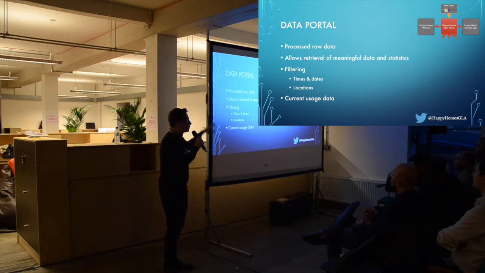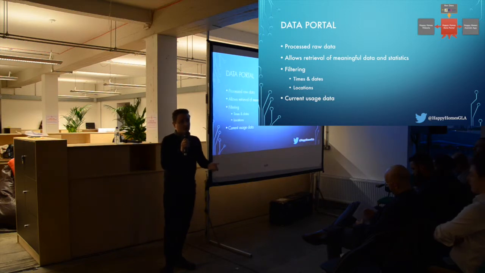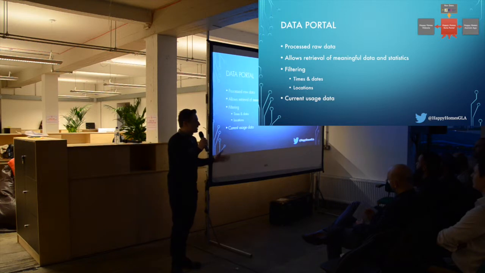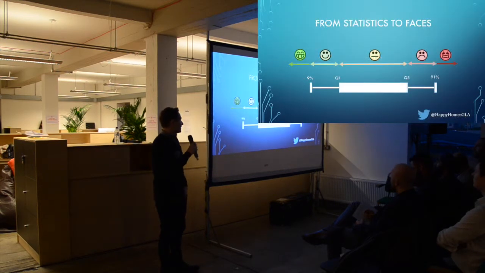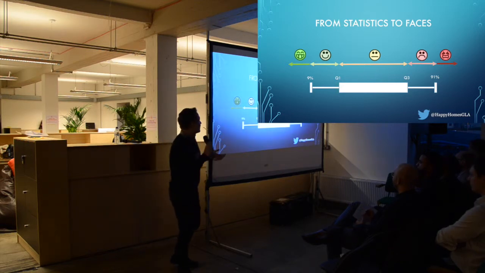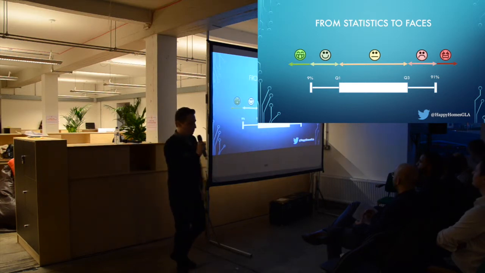In our data portal, we processed this data to make sense of it. We created meaningful data and statistics. So it's not just lots of data points and numbers about how much energy is used every half hour in the school. We created averages and statistics. And then from those statistics, we made it a bit more usable. So if a building's using a lot more energy than it does on average, then big sad face. If it's using a lot less than it does on average, big happy face. So quite simple.